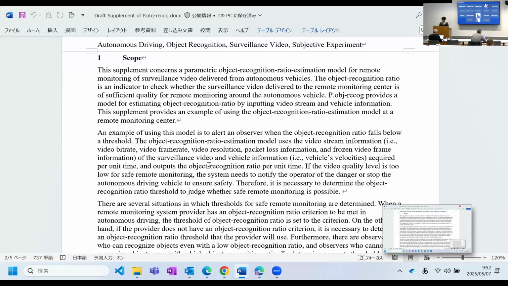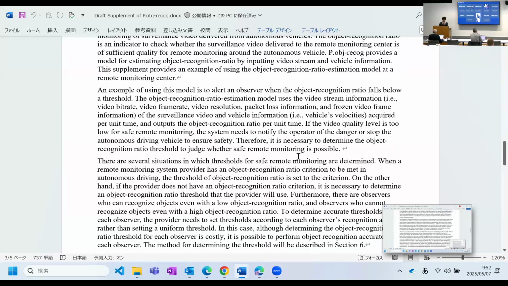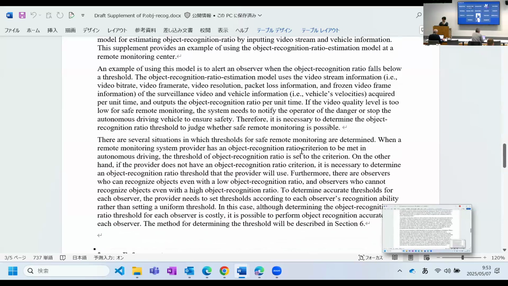The model uses the video stream information and vehicle information acquired per unit time and outputs the object recognition ratio per unit time. If the video quality level is too low for safe remote monitoring, the system needs to notify the operator of the danger or stop the autonomous driving vehicle to ensure safety. Therefore, it is necessary to determine the object recognition ratio threshold to judge whether safe remote monitoring is possible.